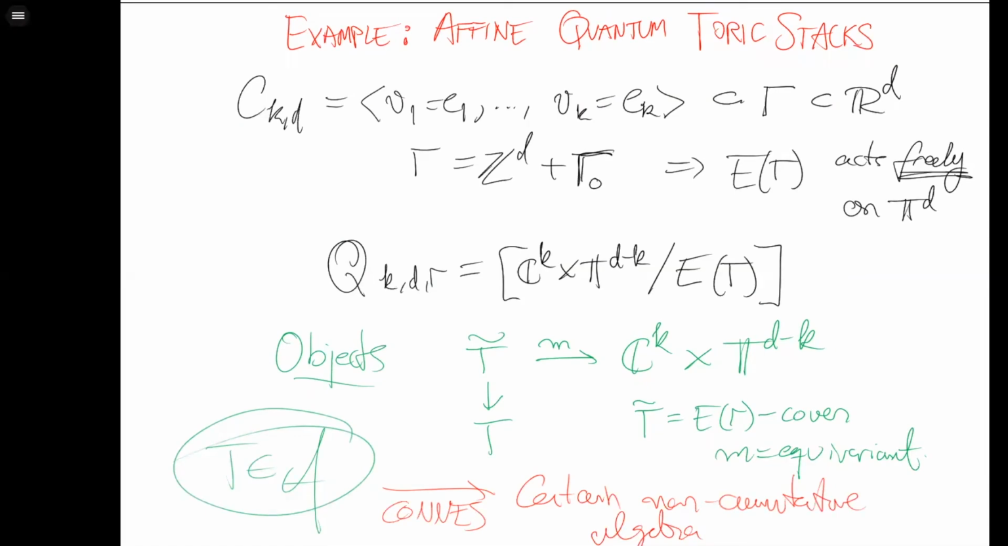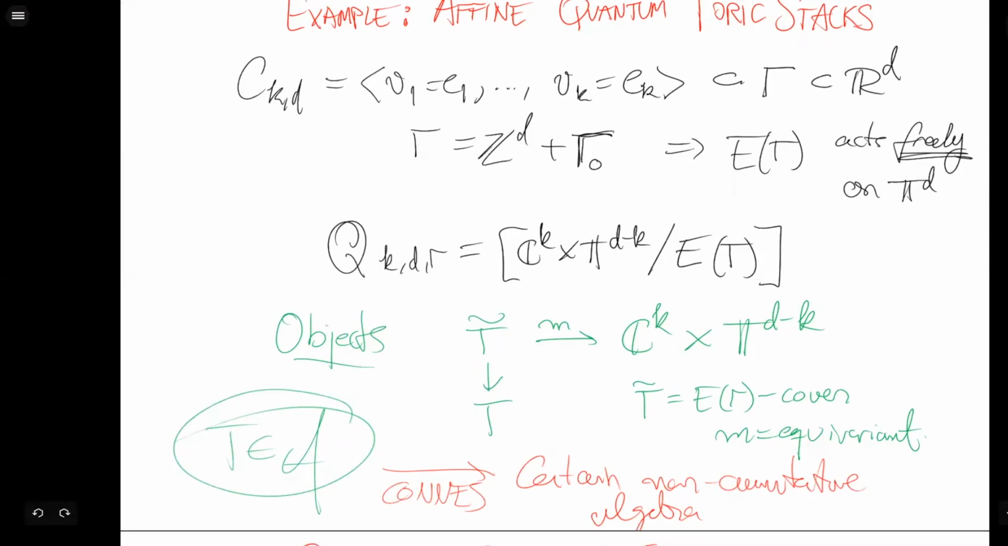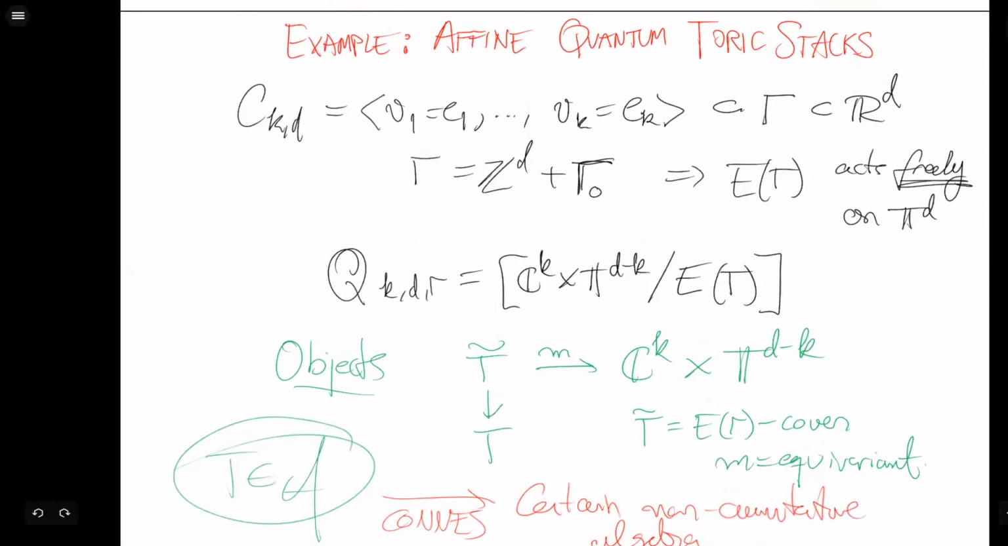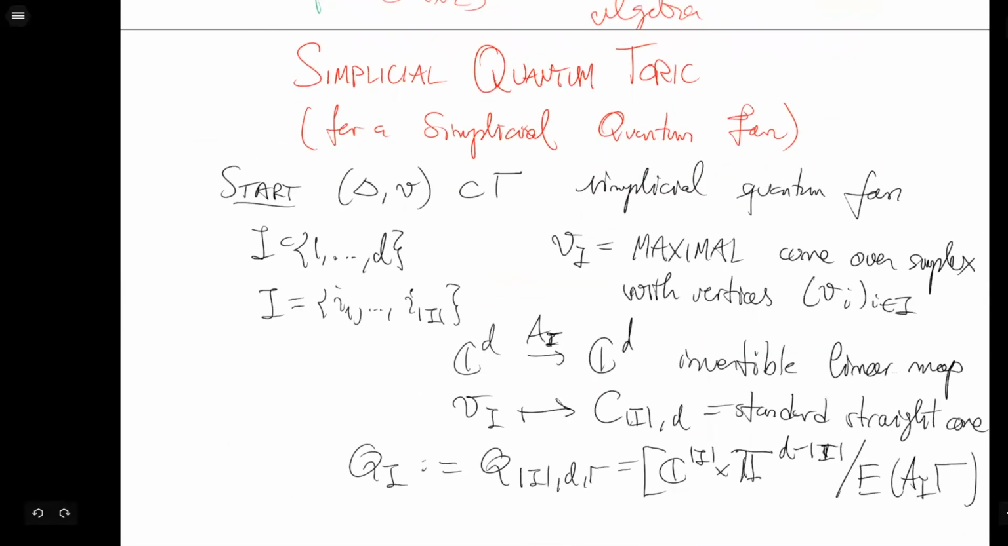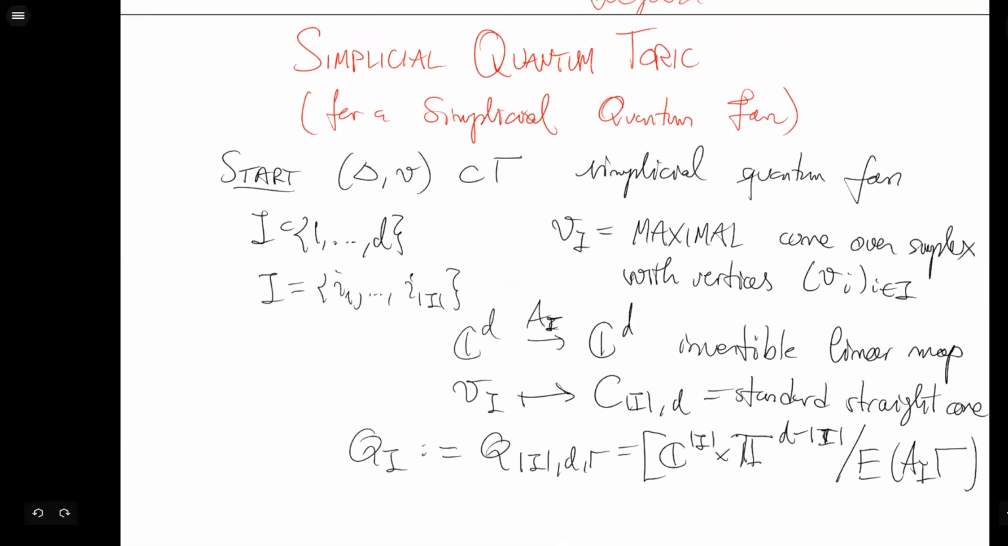Because the theory is so rigid, just as toric varieties tend to be, really the algebra recovers the stack and vice versa in all these toric examples. Anyway, let's now describe a simplicial quantum toric stack.